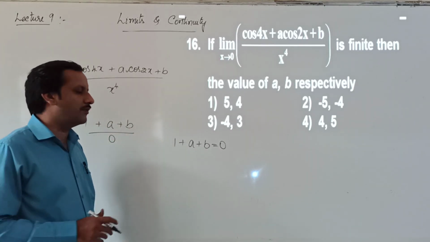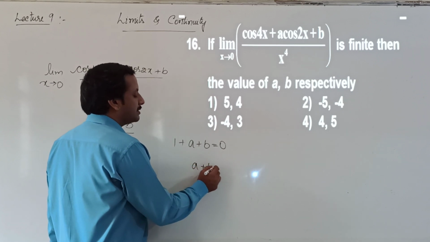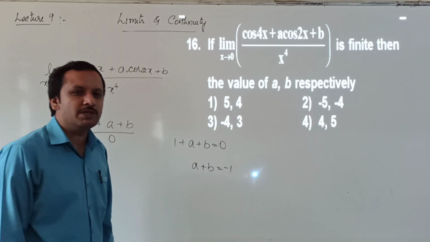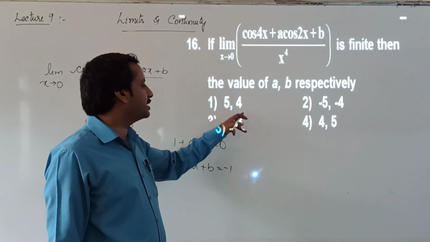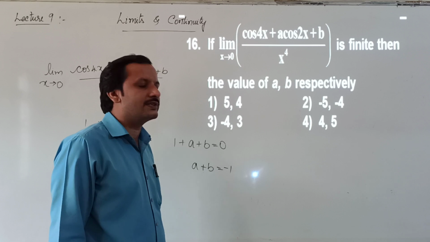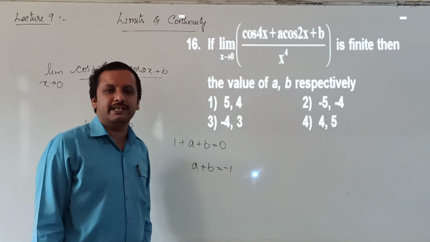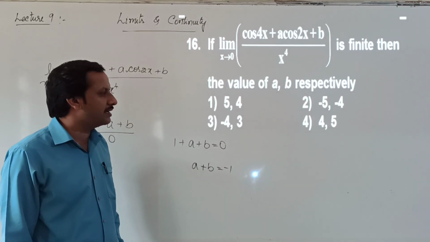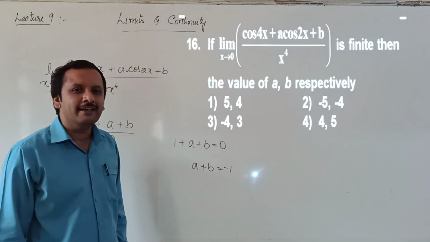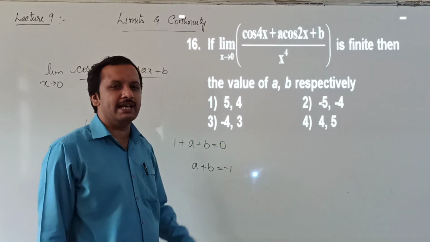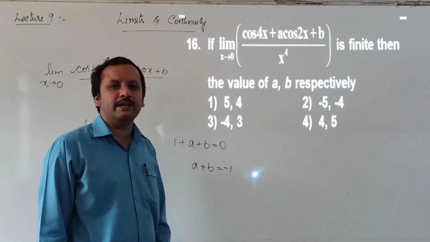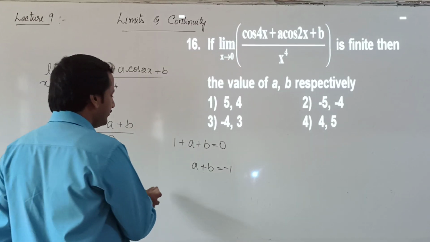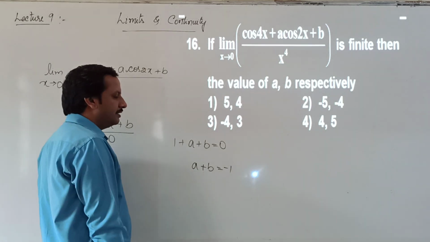So numerator is equal to 0, 1 plus a plus b is equal to 0 means a plus b is equal to minus 1. Now verify the options. In which option do we have a plus b as minus 1? First option, a plus b will give you 9, cannot be the answer. Second option, a plus b will give you minus 9, that's not the answer. Third option will give you a plus b is equal to minus 1, may be the answer. And fourth option, luckily, gives us 9, therefore that cannot be the answer. Hence the answer is minus 4 and 3. a is minus 4 and b is equal to 3. Okay? That's it. That's the answer.